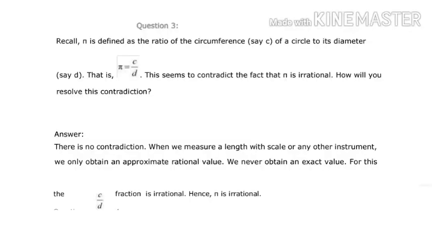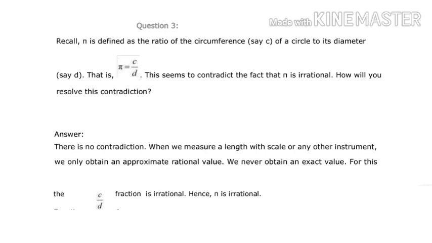Now, question number 3. Recall pi is defined as the ratio of the circumference, say c, of a circle to its diameter, say d, that is pi equal to c upon d. This seems to contradict the fact that pi is irrational. How will you resolve this contradiction?